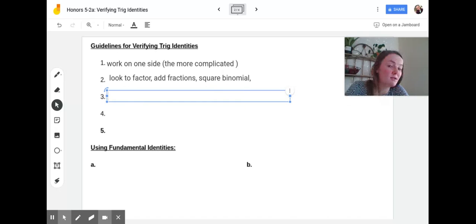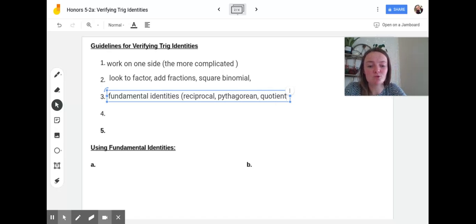You could look for an opportunity to use fundamental identities. So really, if you're thinking about what we've used thus far, you could think about reciprocal. You could think about the Pythagorean. And you could think about quotient. I think those are the only ones that you know at this point. Okay, so that's one thing that you could do.